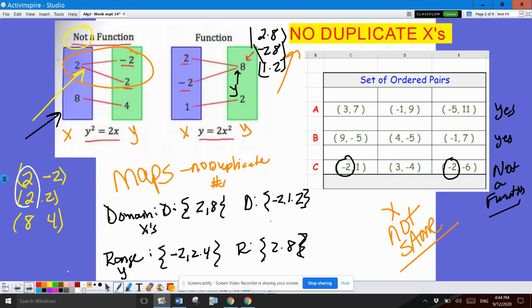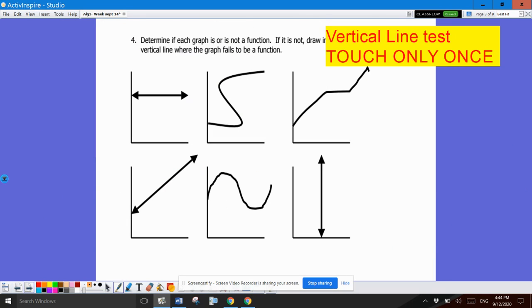Now let's take a look at the graph. These are graphs, and we also talked about what's called the vertical line test. That means you can only touch once. So here are these pictures. I'm going to draw a vertical line through the graph. There's my line. If I take a look at that, it's only touching once. And if it's only touching once, then it's a function.